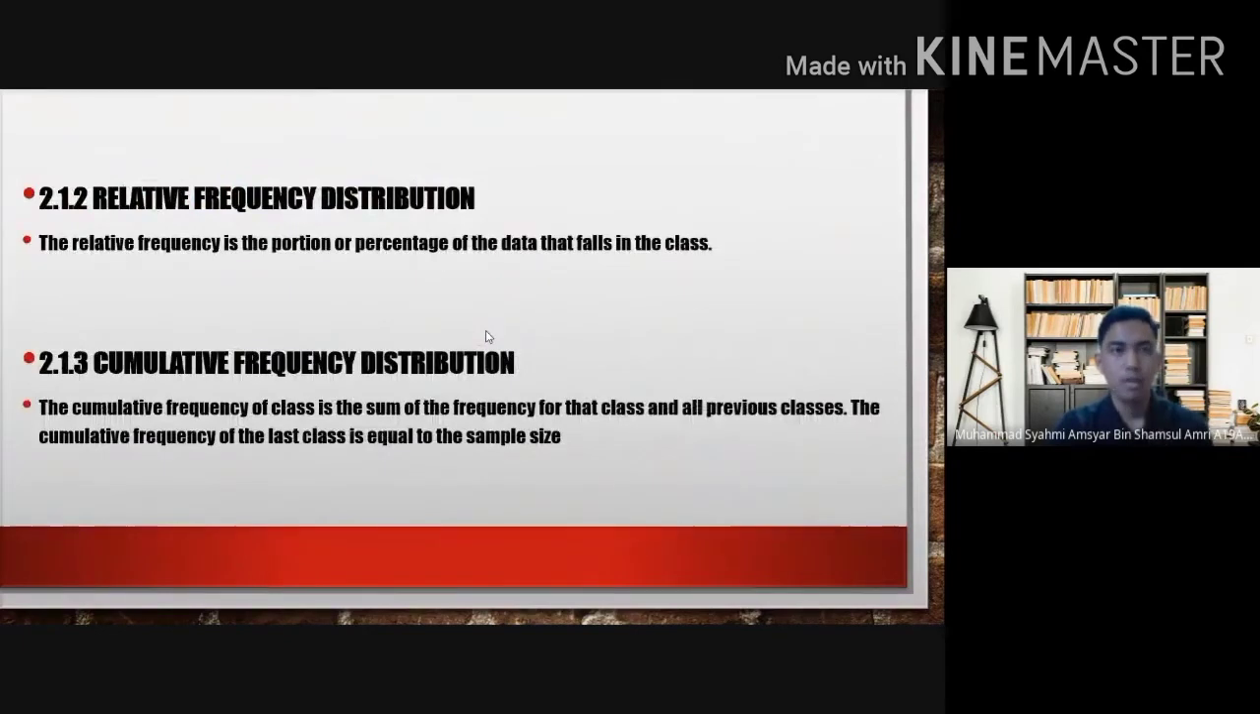Relative frequency distribution is the proportion or percentage of the data that falls in the class. Cumulative frequency distribution is the sum of the frequency for that class and all previous classes. The cumulative frequency of the last class is equal to the sample size.